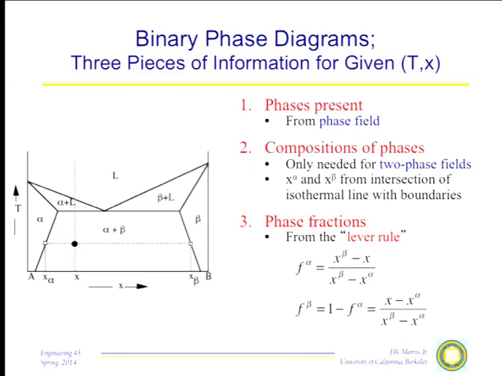Similarly, the fraction of the beta phase is X minus X alpha, divided by X beta minus X alpha. This is called the lever rule because it says that the fraction of alpha phase is the lever on the other side of the phase point. This length here divided by the total length of the line, and similarly for the beta phase.